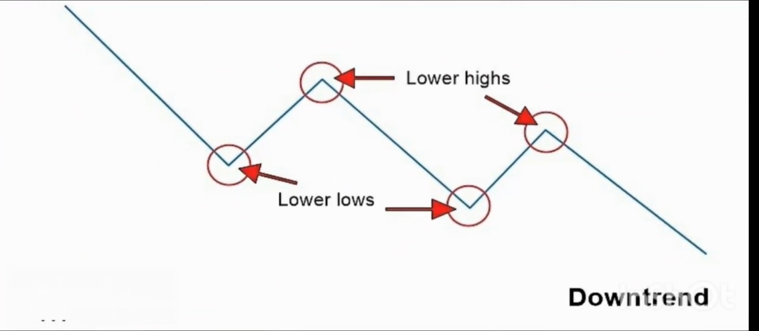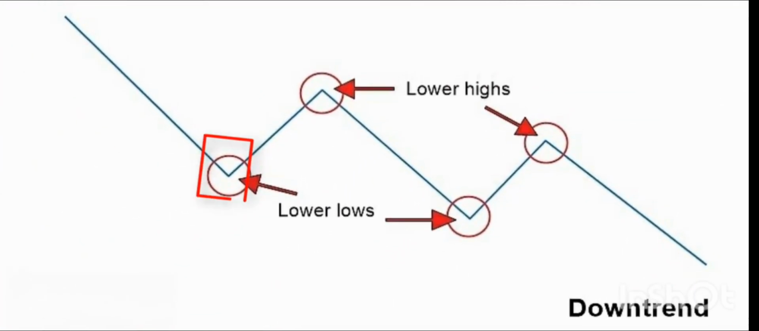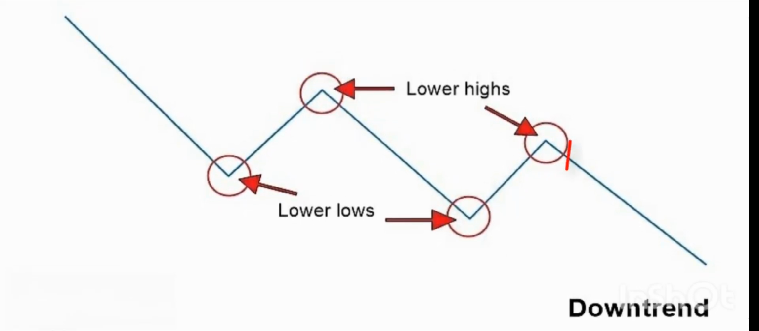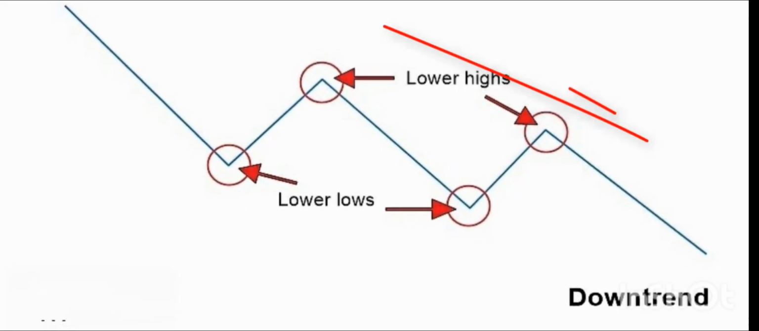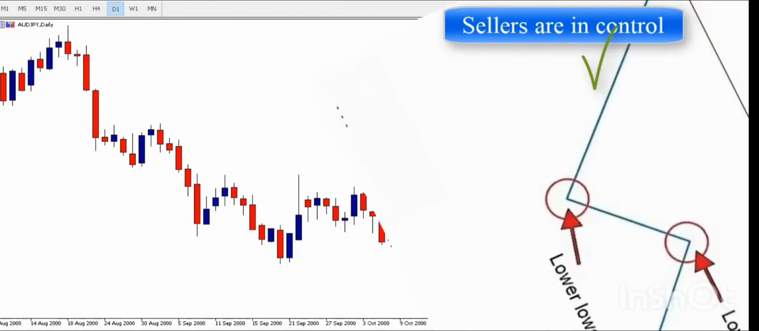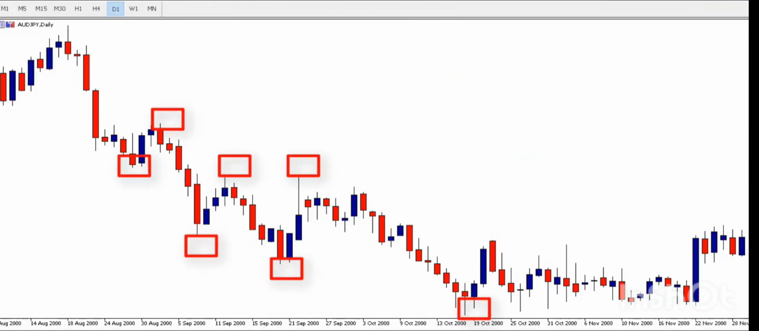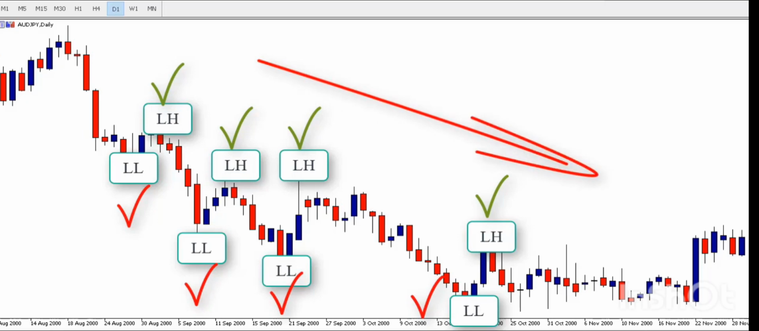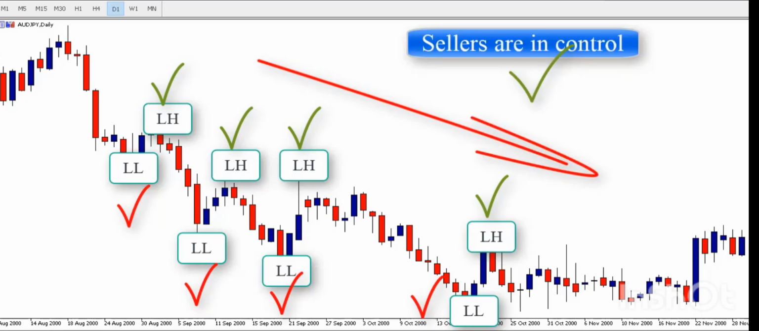In a downtrend, price makes lower lows and lower highs. That is a downtrend. So once price is making a lower low and a lower high, just know that the market is moving in a downtrend. It's as simple as that. Your eyes are your indicators. With your eyes, you will see it.